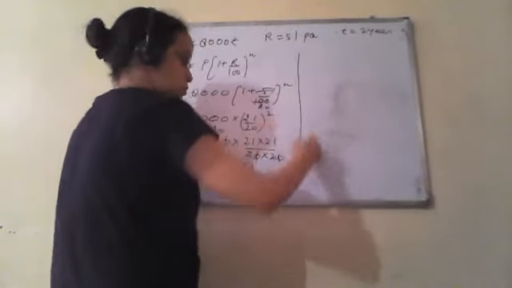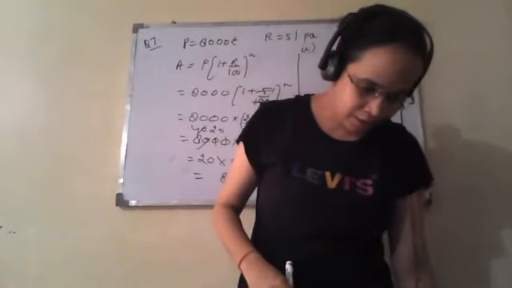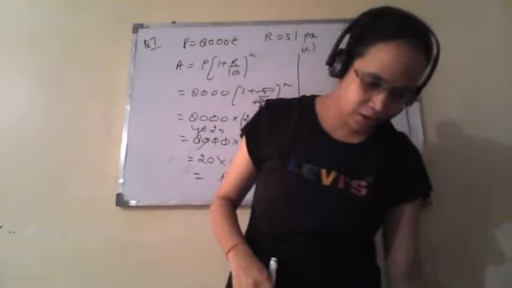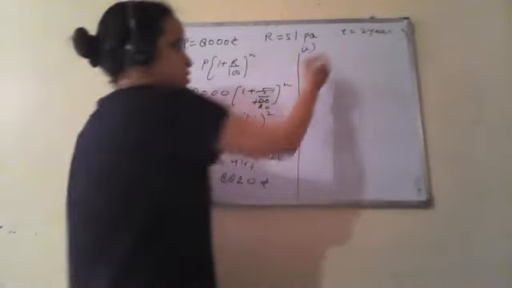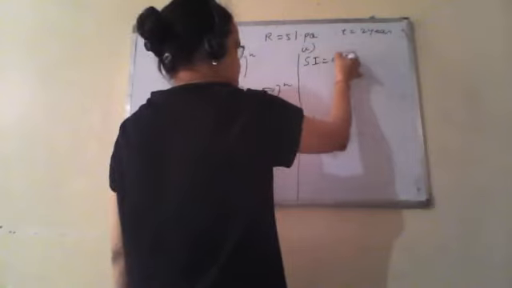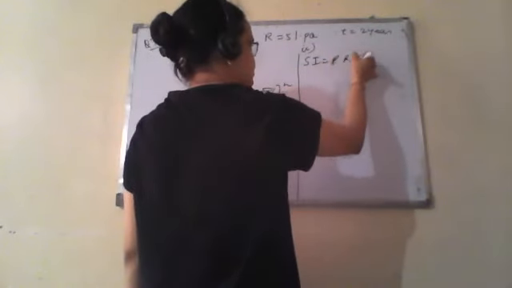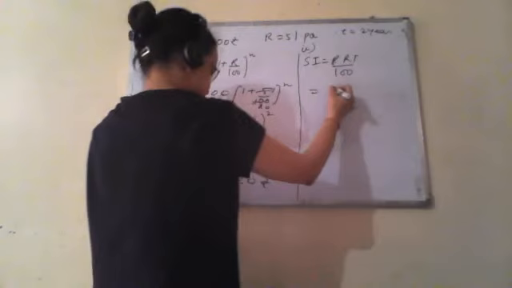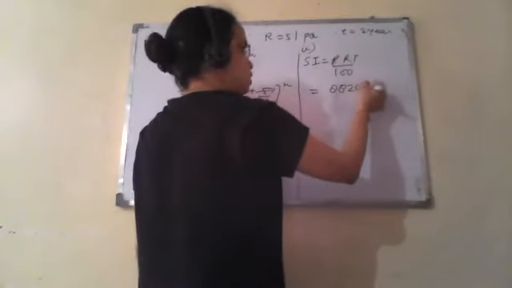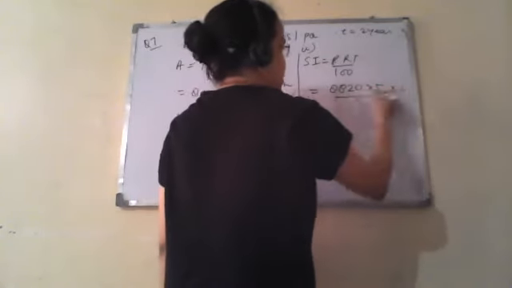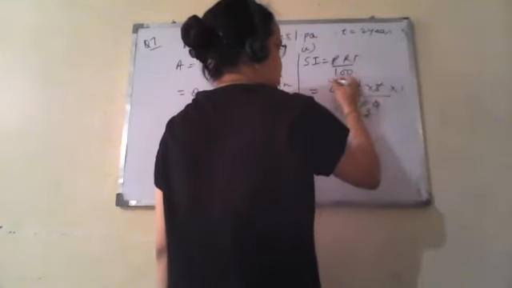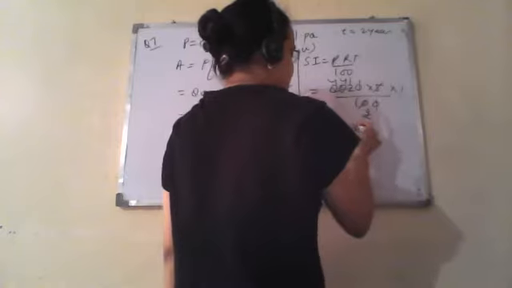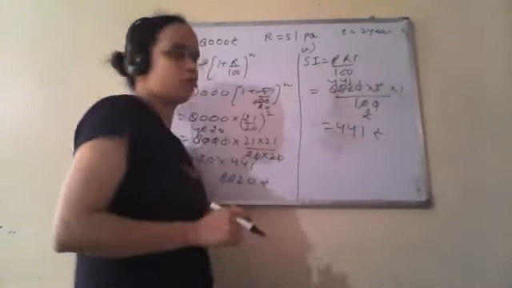Now the second part of the question asks what is the interest credited in her name for the third year. For the third year we will take this amount as principal. So simple interest will be PRT upon 100. Principal is 8,820, rate is 5% and time is 1 year. So simple interest for the third year will be rupees 441.